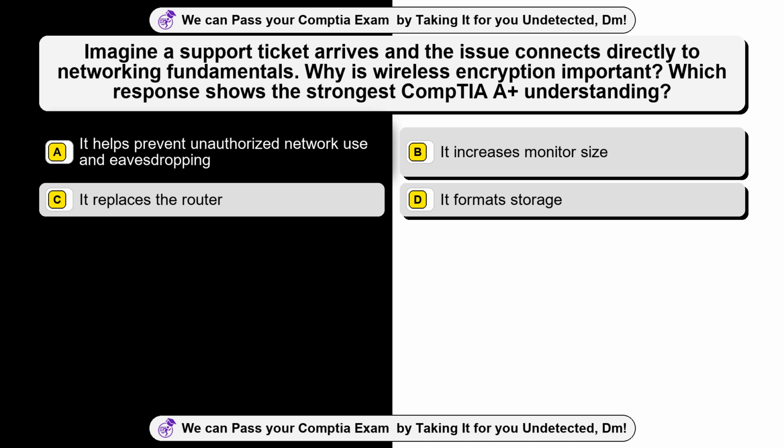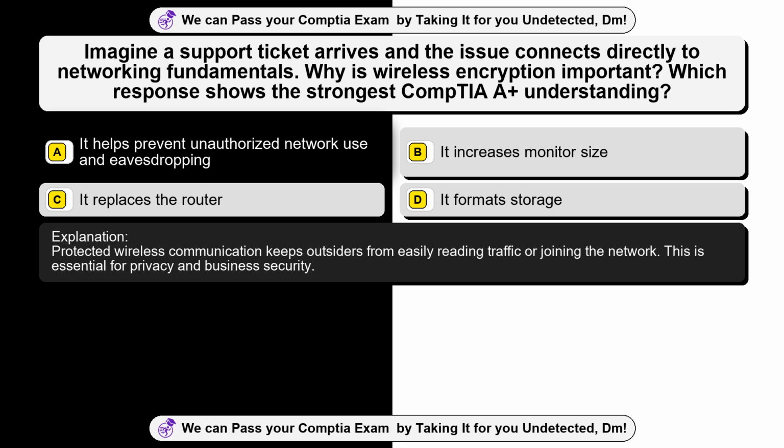It helps prevent unauthorized network use and eavesdropping. Protected wireless communication keeps outsiders from easily reading traffic or joining the network. This is essential for privacy and business security.